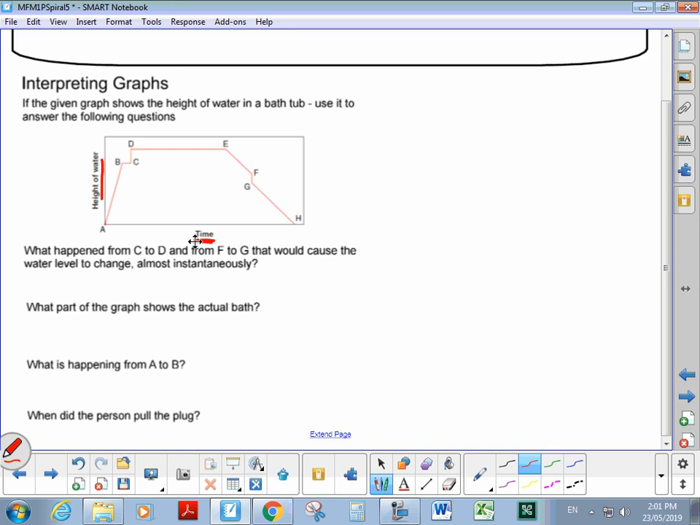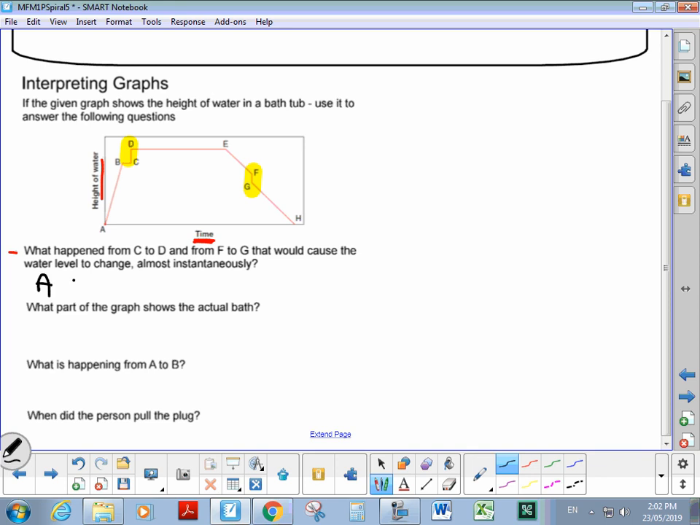All right, so first question here: what happened from C to D and from F to G that would cause the water level to change instantaneously? So very, very fast. The two sections we are focusing on are this section right there and that section right there. So why is there an almost immediate change in that depth? If you think about a tub, what causes a quick change in depth in a tub? The answer here is a person getting in.